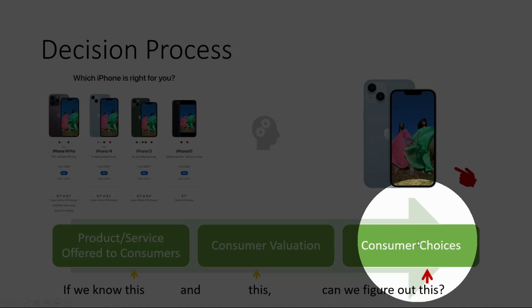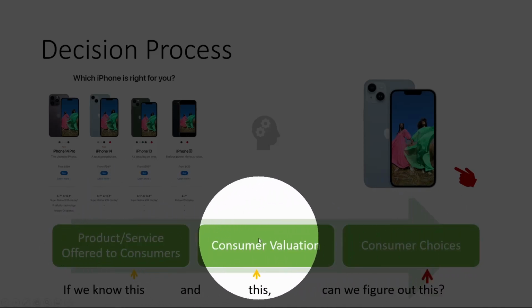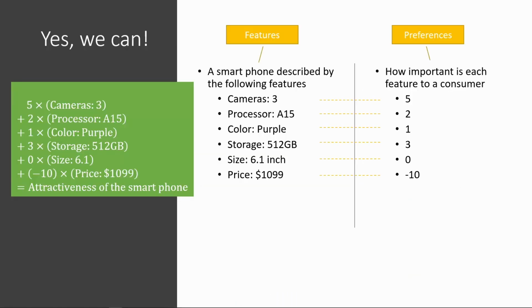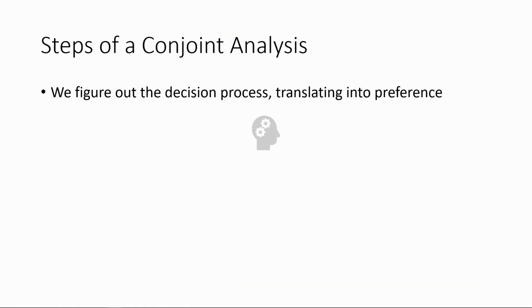So that's how we figure out consumer's choice from the product features offered and consumer's valuation or preferences on the features. So of course, in reality, we don't know these preferences, but we can ask consumers to tell us how attractive the smartphone is. More specifically, this is what we have. So we are trying to figure out the decision process and translate that into preference. Put this in a conjoint analysis context. This is what we do.